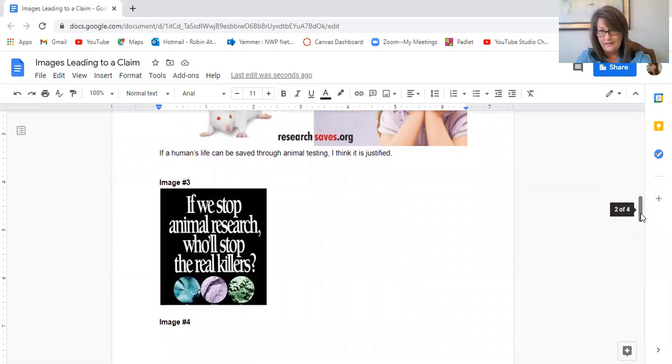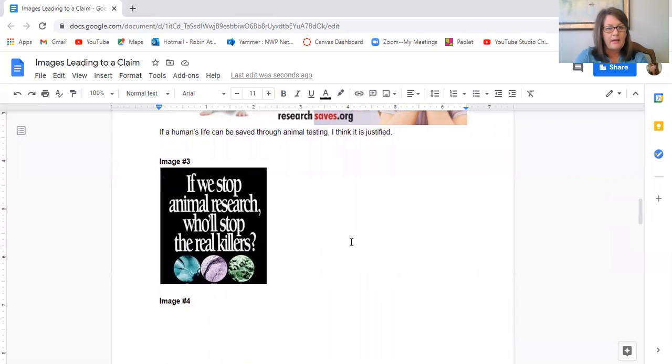Now, tomorrow, or even again in the same day, if I have just a little time each day for these, I might show image 3. So if we stop animal research, who will stop the real killers? So these seem like bacteria or viruses, germs of some sort. And apparently animal research can help us learn more about viruses and bacteria, diseases, germs. And these things can kill, right? Viruses can kill, bacteria can kill. So if we stop animal research, who will stop these real killers?